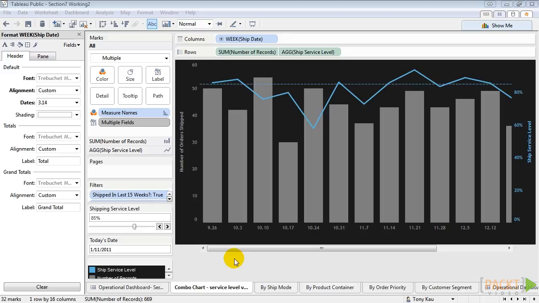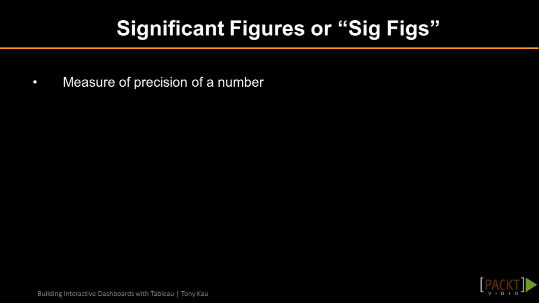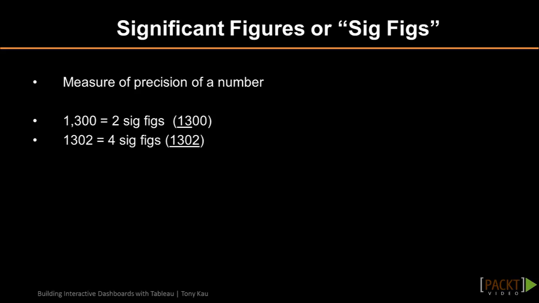Remember that you have plenty of default options for number formats, but you can always customize your own based on the standard number formatting rules, similar to Excel in most cases. One thing to keep in mind when you're displaying any numbers on your dashboard is the level of precision that you're showing. If you remember back in high school chemistry class, you might recall the use of sig figs, or significant figures. For example, the number 1300 has two significant figures, the 1 and the 3. The number 1302 has four significant figures.